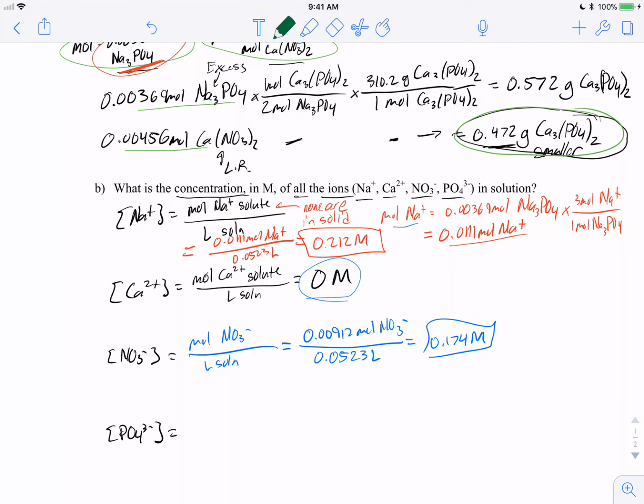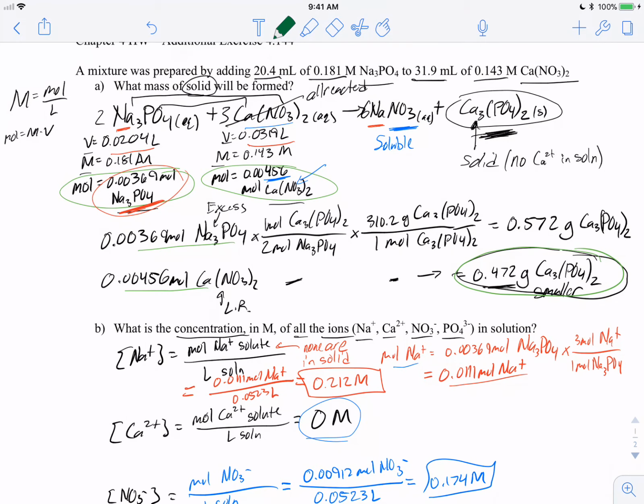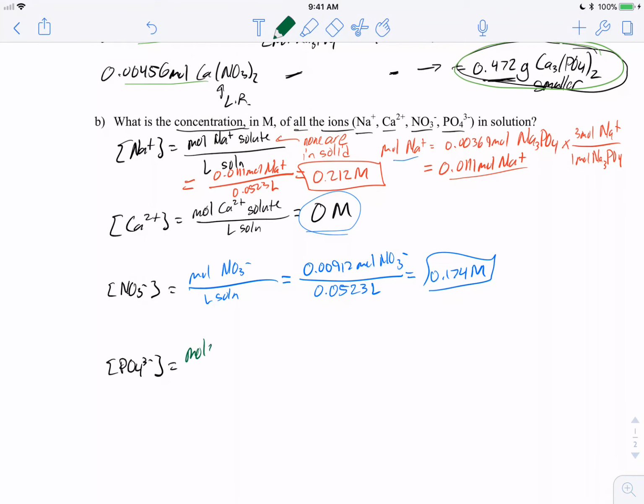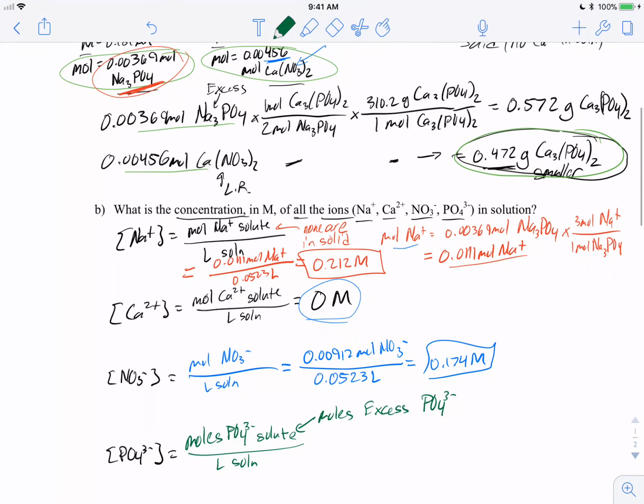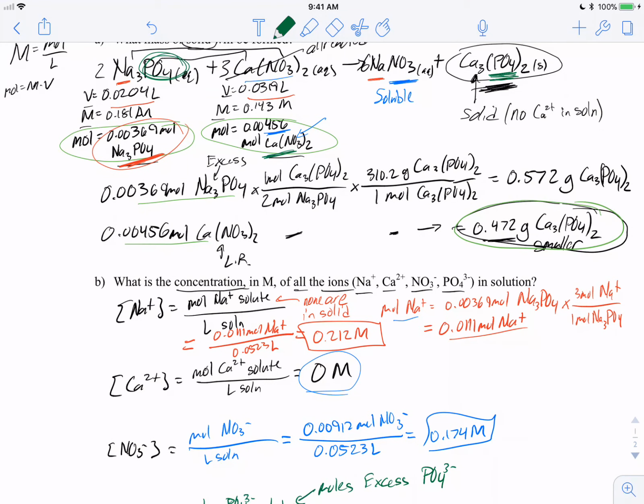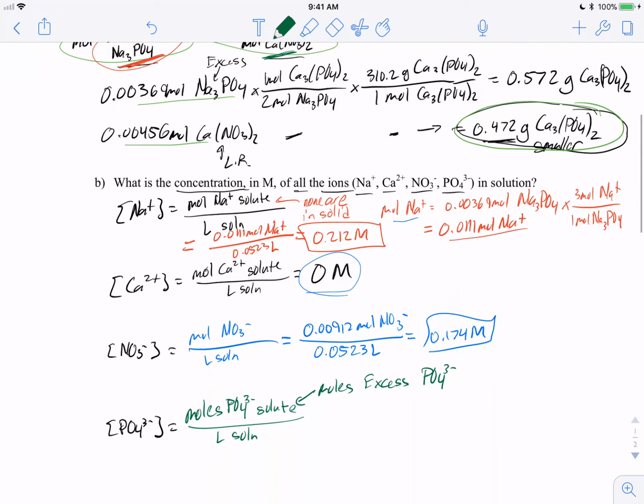Okay, now the reason why it's going to be a little bit different is that up here, our phosphate ions are pulled into the solid, but not all of them are, because now we still have some excess phosphate ions, part of our excess reactant, the sodium phosphate. So in order for us to figure out the moles of our phosphate ions still as a solute, well, that's going to be the moles of excess phosphate. So the amount that we have extra that was left over after the reaction with our limiting reactant, the calcium nitrate. So there's 2 ways for us to do that.